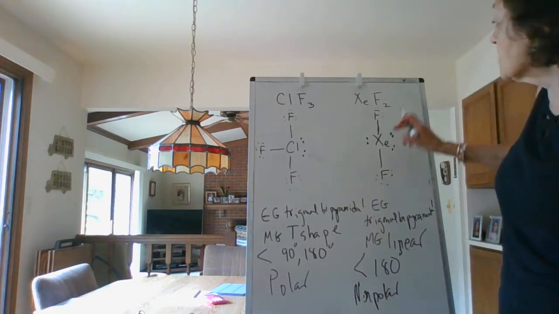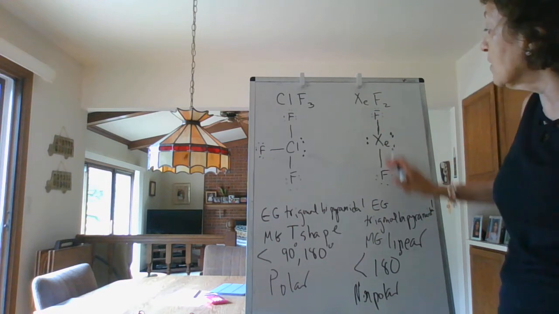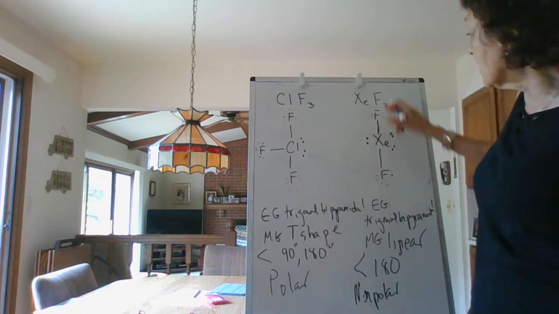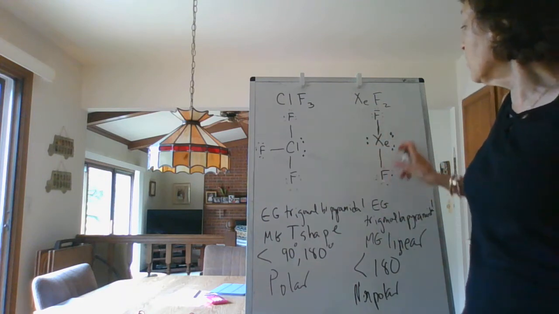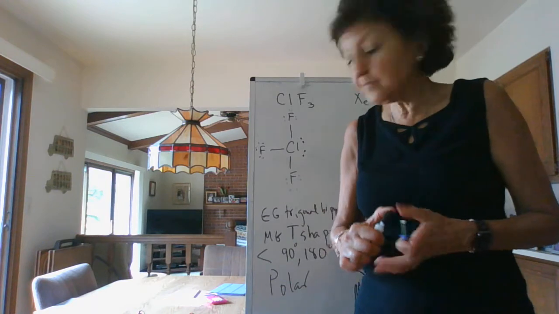Okay, obviously, if instead of a fluorine, I had a chlorine here and a fluorine here, if these two were different, then obviously it would be polar. But if they're identical, and the three lone pairs cancel each other out, this would be considered non-polar.